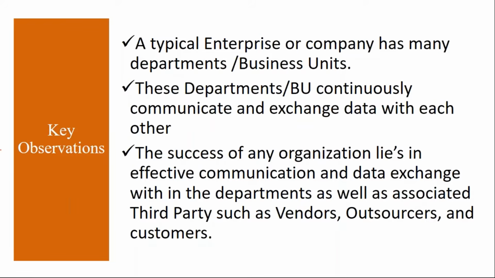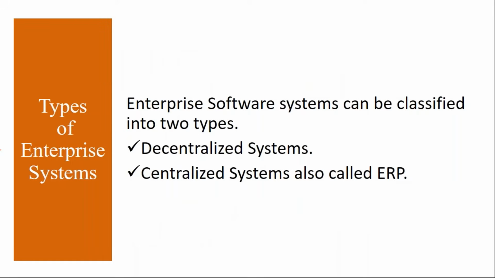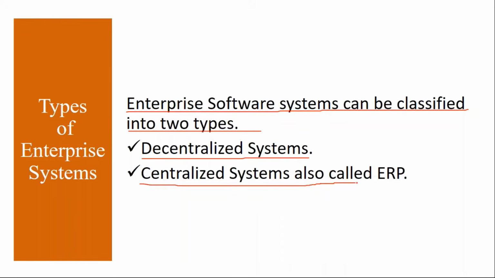Based on this, enterprise software systems can be classified into two types. One is decentralized systems. The next one is centralized systems, also called ERP, enterprise resource planning. First we will start with the decentralized systems.